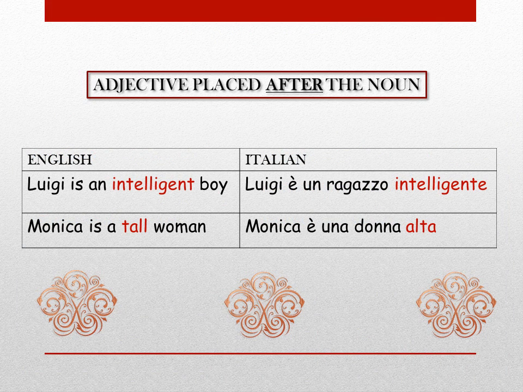As you may have discerned from some of the previous examples, unlike English adjectives, Italian adjectives are usually placed after the nouns they modify. Examples: Luigi is an intelligent boy is Luigi è un ragazzo intelligente. Monica is a tall woman would be Monica è una donna alta.